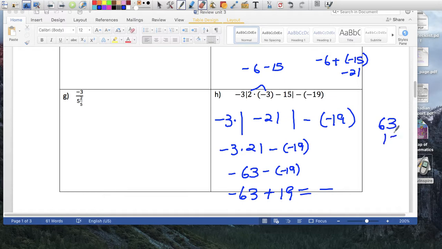So how many are left over is going to be the difference of these two numbers. 13 minus 9 is 4. That was a 6, which became a 5. So you get negative 44.